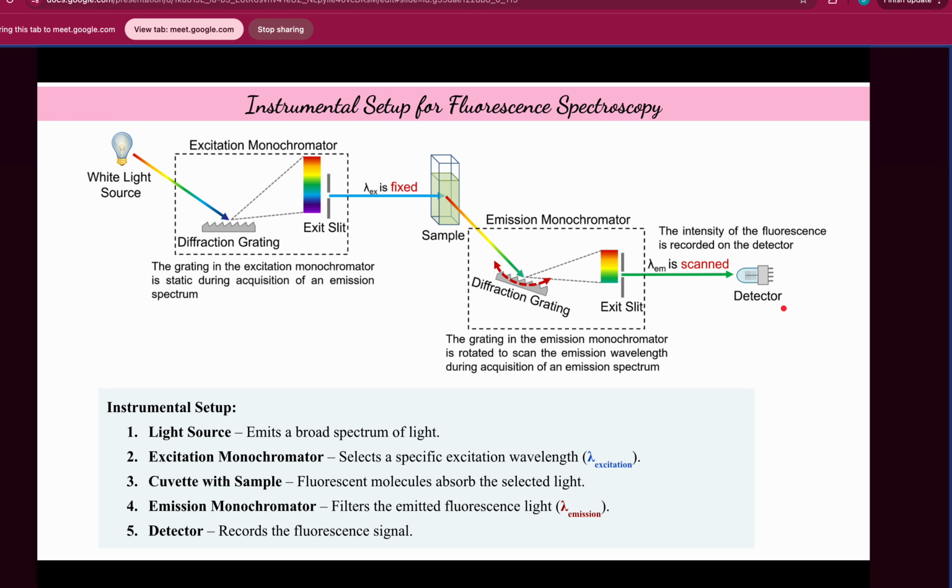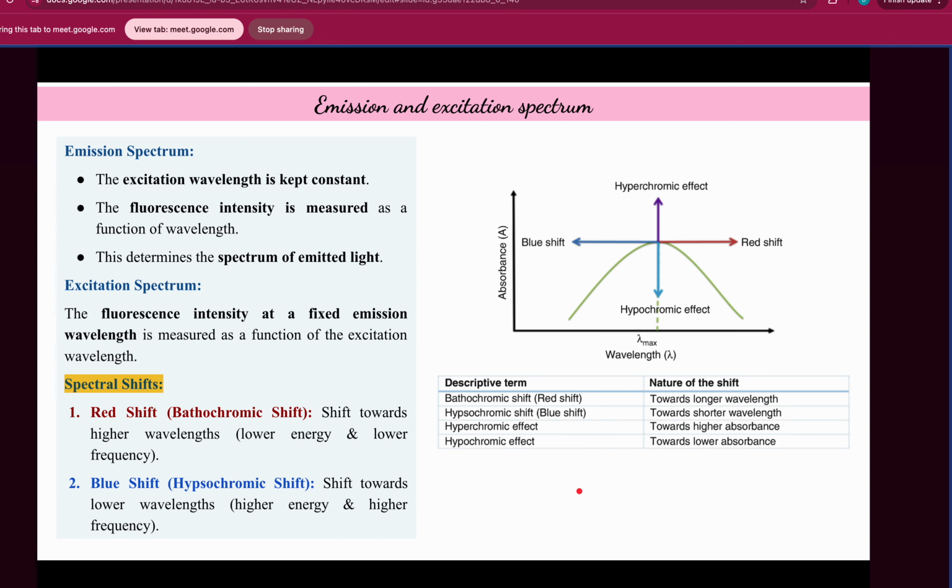In this way, it will tell you the difference between both the wavelengths, and there will be an increase in the wavelength because there is loss of energy. This difference will tell you how much light is absorbed or how much light is used for those relaxations. So this is the instrumental setup.